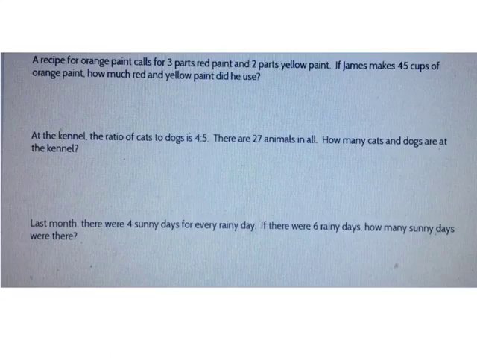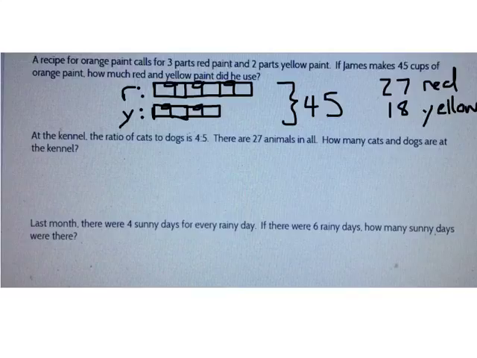Now you try a few. A recipe for orange paint calls for 3 parts red paint and 2 parts yellow paint. If James makes 45 cups of orange paint, how much red and yellow did he use? Go ahead and solve that problem now. James used 27 red and 18 yellow.